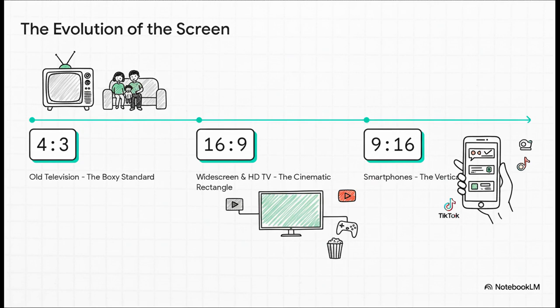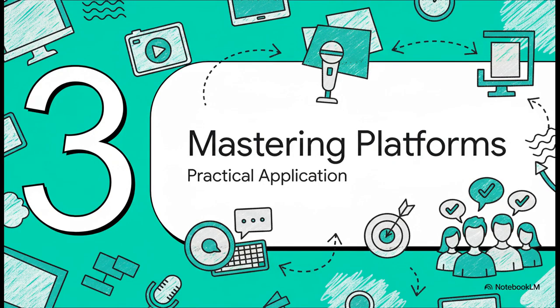And I mean, just look at how things have changed. We started way back with that boxy, almost square 4x3 shape of old tube TVs. Then we moved into the widescreen cinematic 16:9, which is still the standard for TVs and YouTube today. And now, we're living in the vertical age, where the tall 9x16 shape absolutely dominates on our phones thanks to TikTok and Instagram Reels. All right, enough theory. Let's get practical.